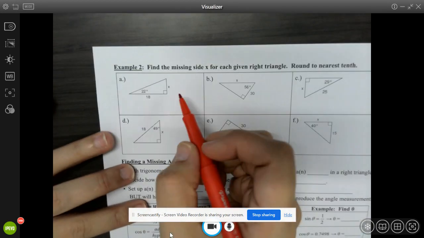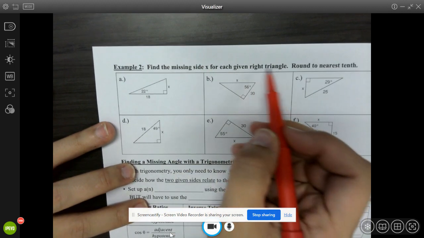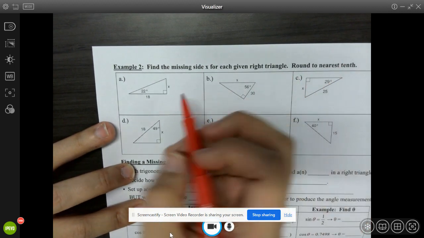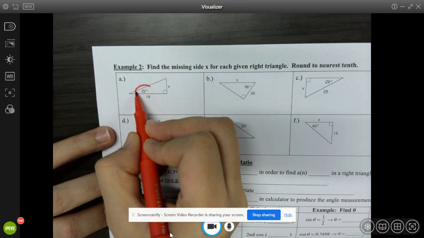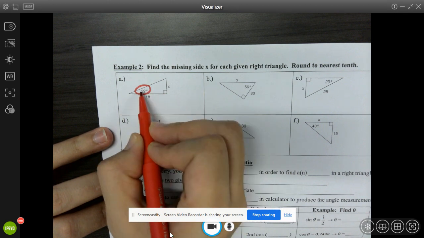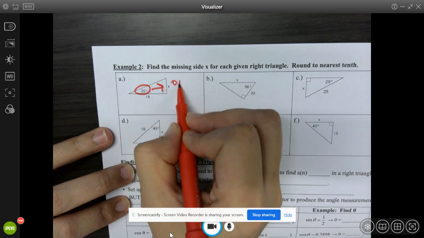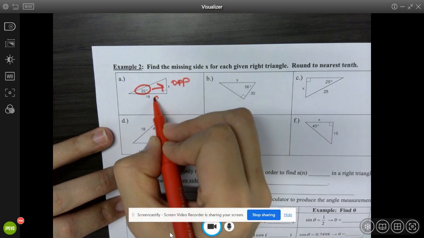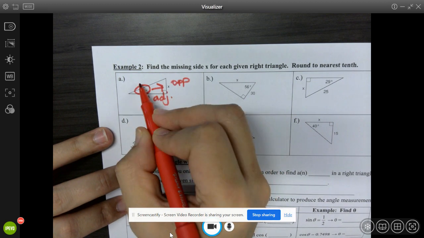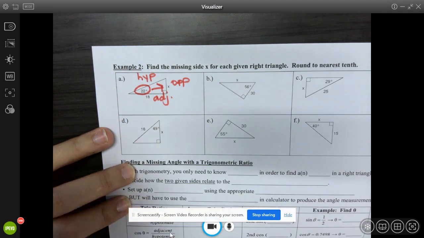Okay. All right, so let's work out a couple of these. So problem A, these say find the missing side for each given right triangle, round to the nearest tenth. I like to circle the angle that they gave me, not the right angle, the other one, and then start labeling sides. So this is opposite, this is adjacent, and this is hypotenuse.